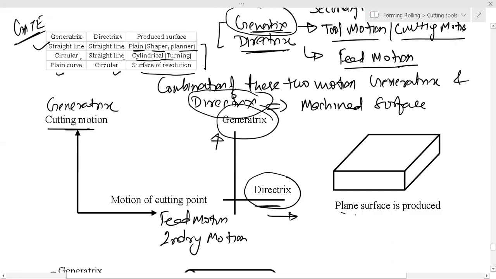We get a plane surface produced. This is your machined surface, because one will travel like this and another will travel like this. So your machined surface is a plane. When it is straight line, straight line, straight line, it is a plane.